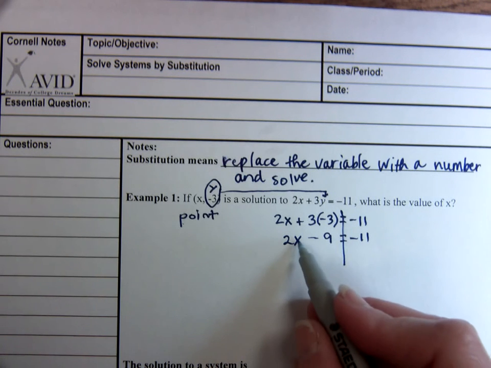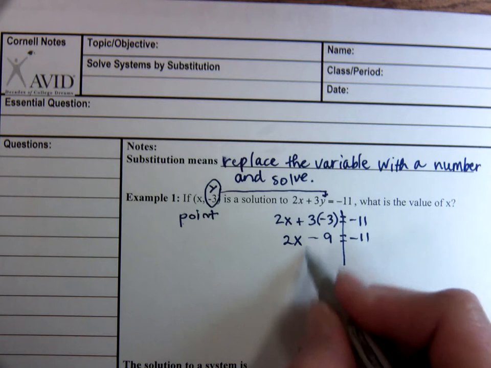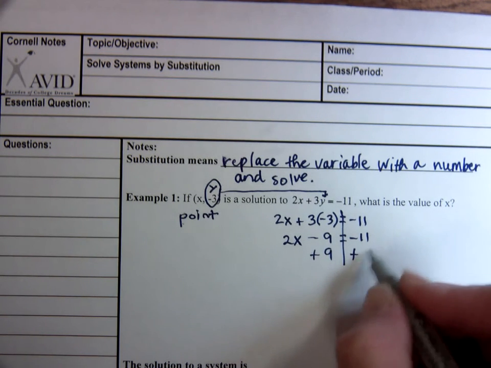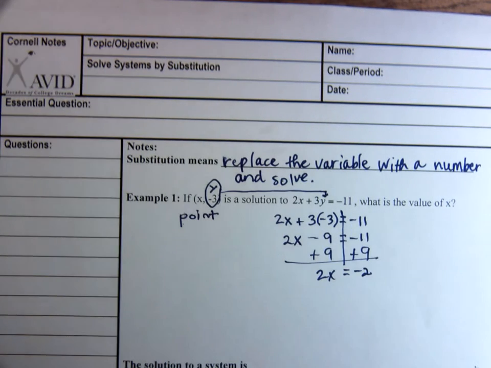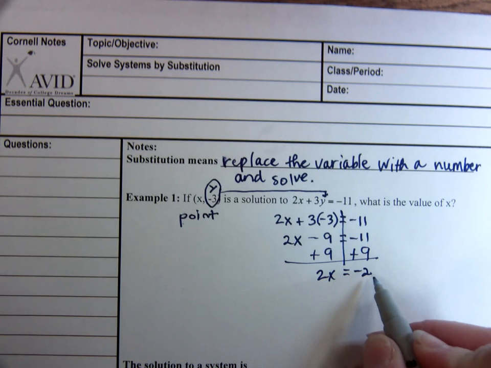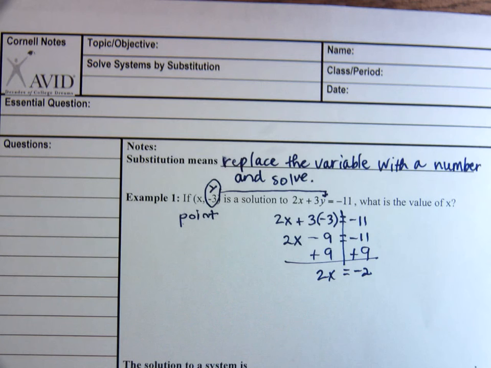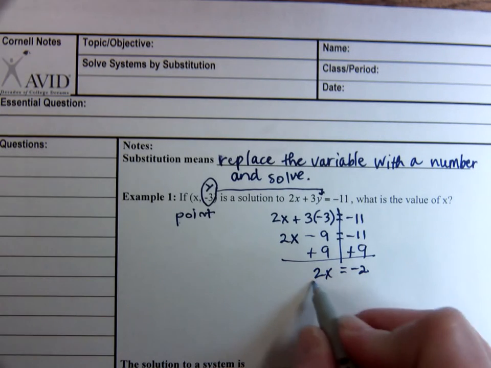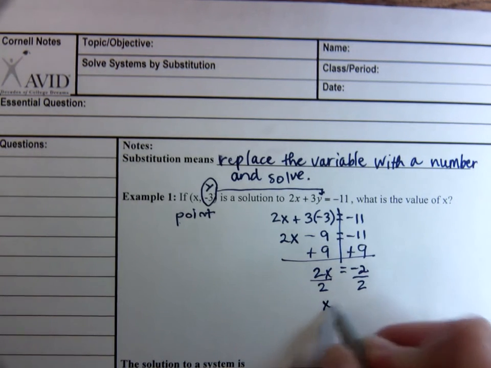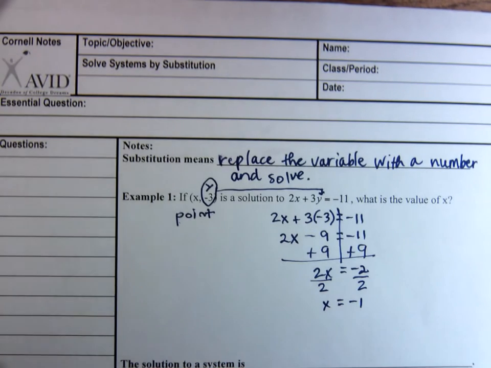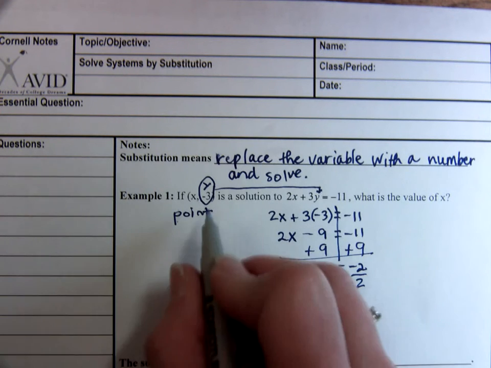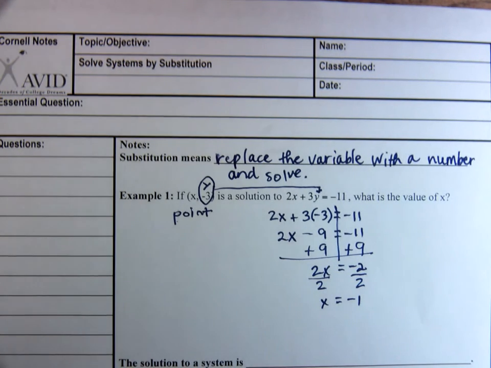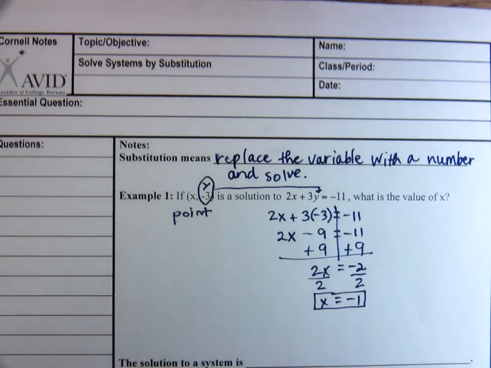Now our goal, remember, is to get the x by itself. So that means we need to take that minus 9 and add it. So we have 2x is equal to negative 2. Now we've got to get the x by itself by dividing by 2, and x is equal to negative 1. So that is the value of x. The point (-1, -3) is a solution to that linear equation. So x equals negative 1.